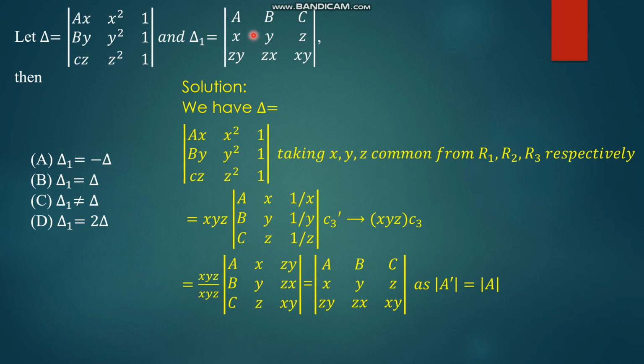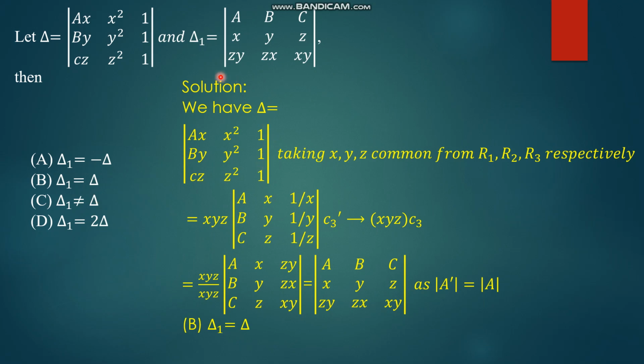But in the answer, we have it like this. ABC in the row, here we have in the column. But we know that in a determinant, if you take the transpose, answer won't change. So even if you take the transpose, the answer will be same. So it is ABC, XYZ, zy, zx, xy, and that's nothing but delta 1. So obviously option is option B, delta 1 is also equal to delta.